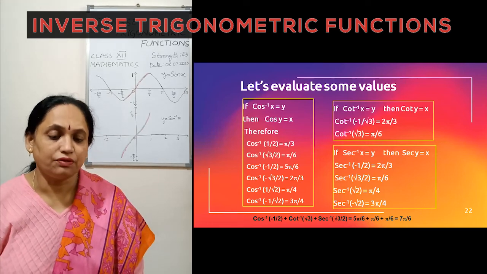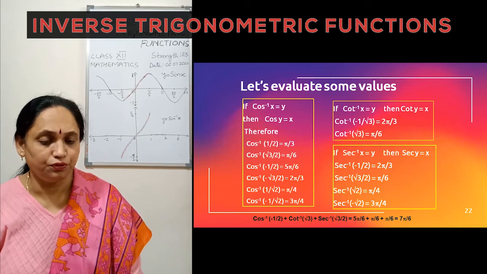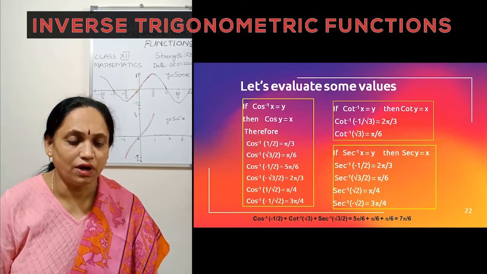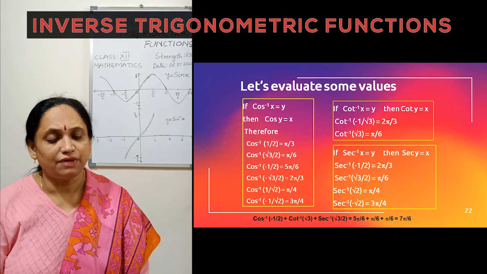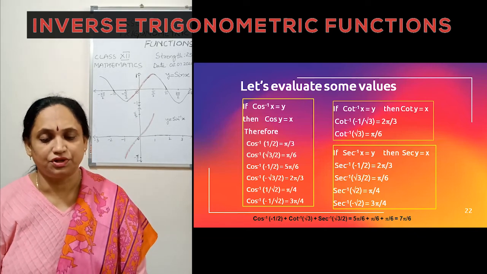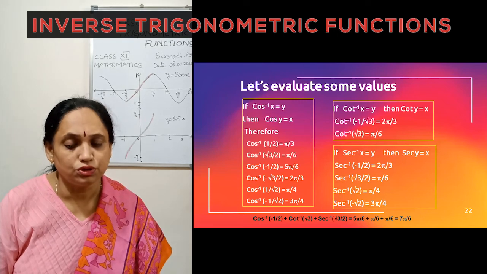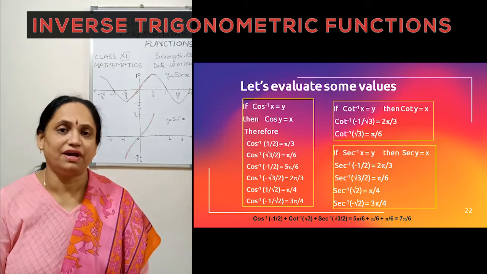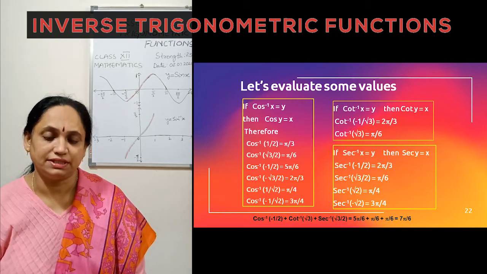And these values are going to help us evaluate few questions, like we have one below. Cos inverse minus 1 by 2 plus cot inverse root 3 plus secant inverse root 3 by 2 would be equal to, when you put the values and simplify, you get it equal to 7 pi by 6.